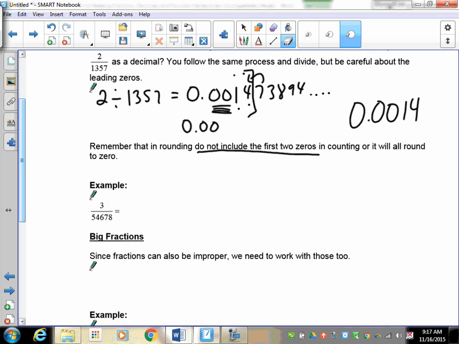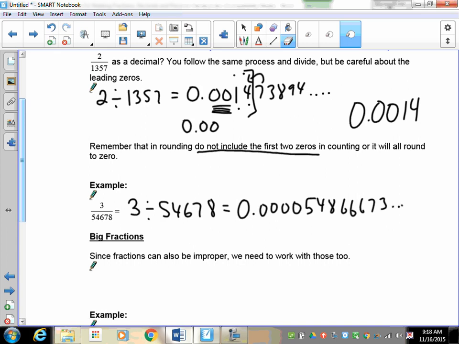3 over 54678. Try that one and see how you do. All right, so obviously our first step is to divide it out. Okay. Now because I have such a large denominator, it means I'm going to have a lot of leading zeros. So I've actually got 1, 2, 3, 4 leading zeros with a 5, 4, 8, 6, 6, 6, 7, 3, and so on. So again, you go to the first 2 non-zeros, that's your cutoff. And of course the 8 causes the 4 to go up. So we have 0.000054. So there's your answer.